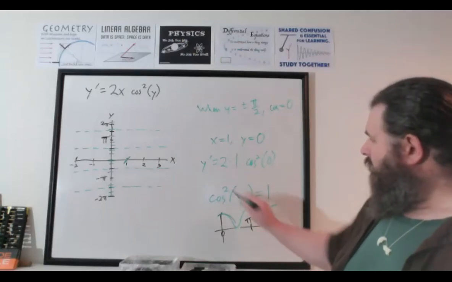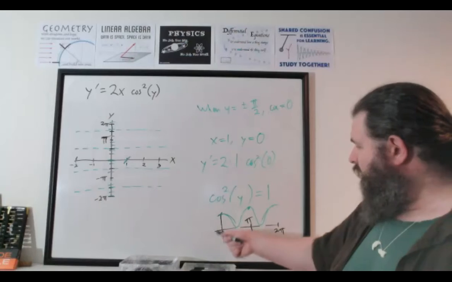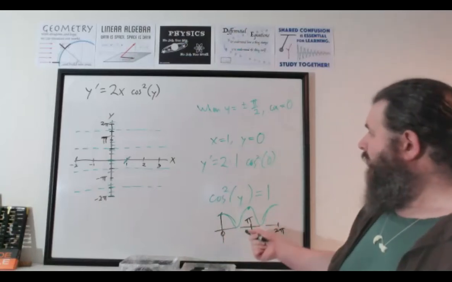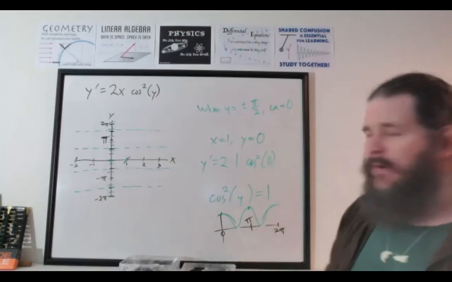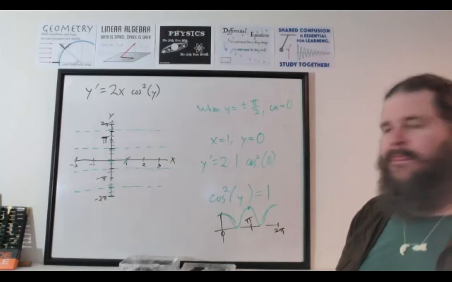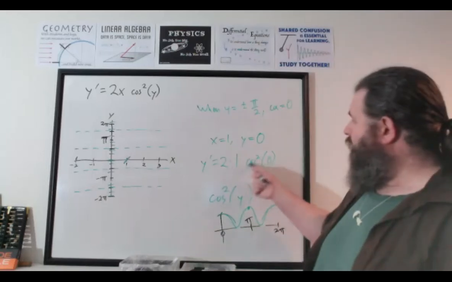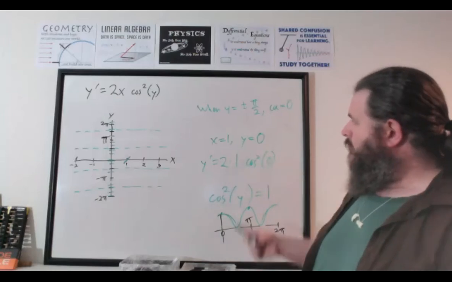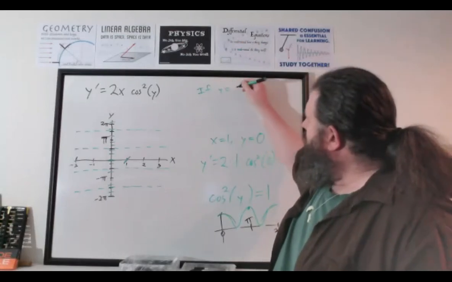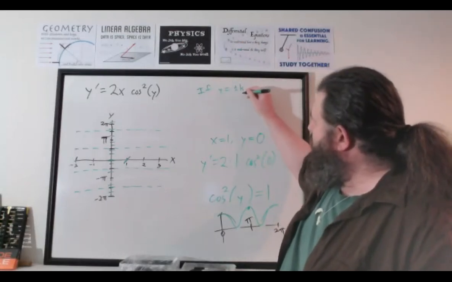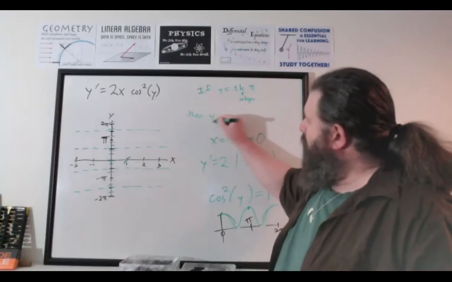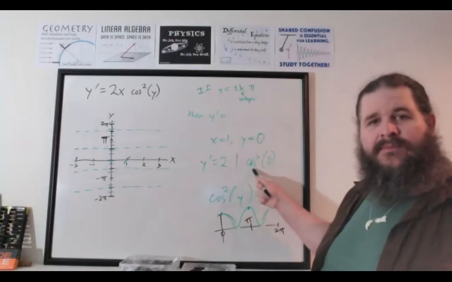But it looks like we're going to hit cosine squared being 1 when the input is 0 or pi or 2 pi, or also negative pi and -2 pi. So all of those y values: 0, pi, 2 pi, -2 pi. So yeah, it looks like it really is any integer times pi. So any integer times pi results in cosine squared y being 1. So in general, if y is any integer times pi, then y prime is just going to be 2 times x times 1.